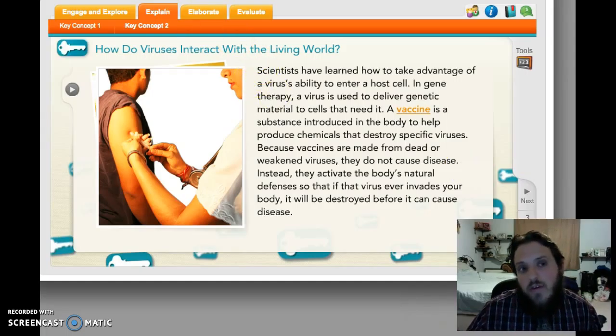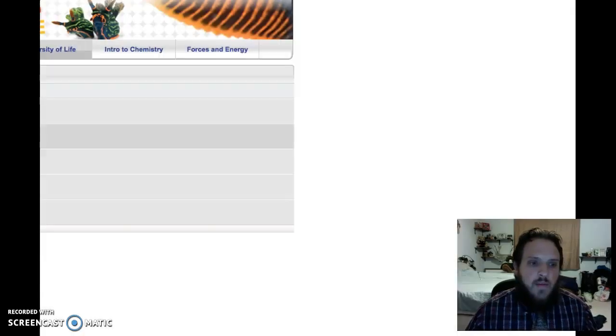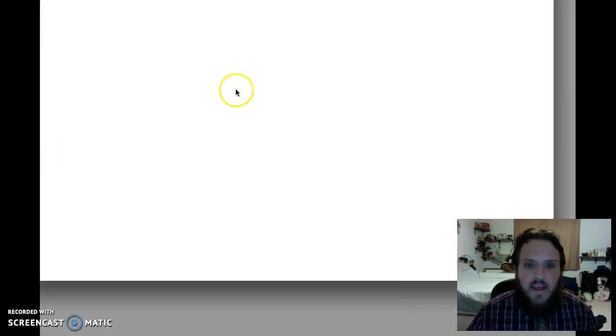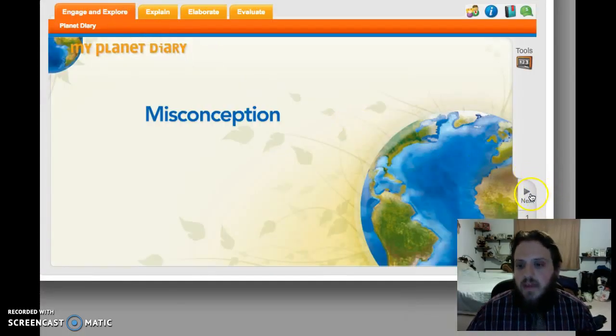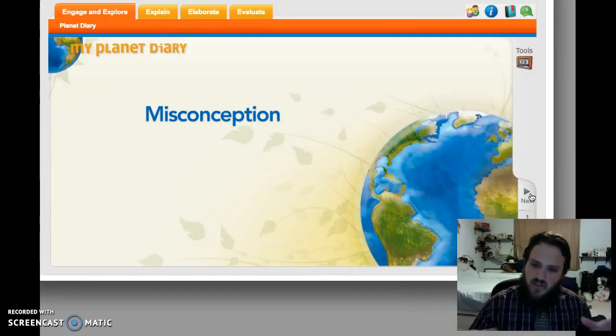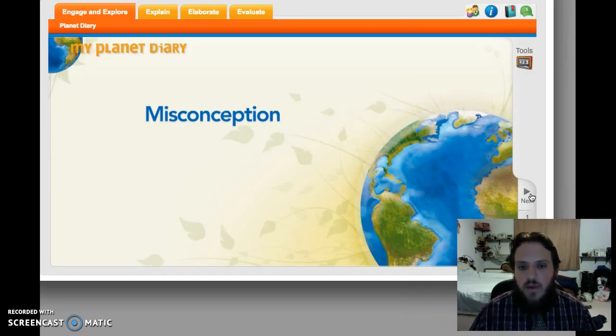So that is all there is in viruses. We're going to move on and get through bacteria as well because it's a short little lesson. These are tiny, tiny organisms, and I want to get to the frog dissection as soon as we can.